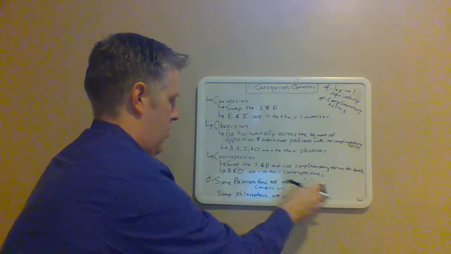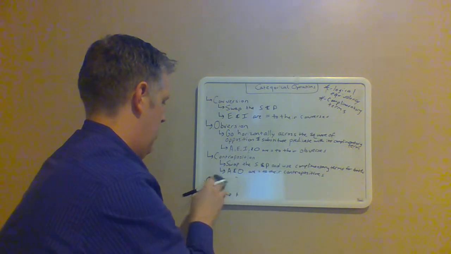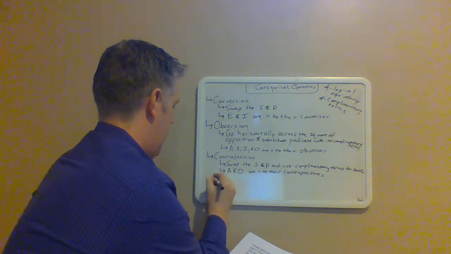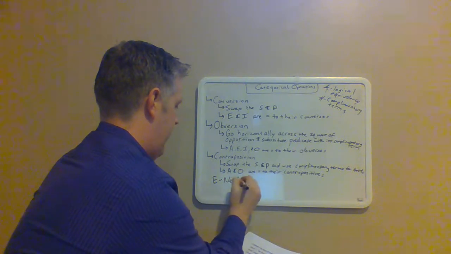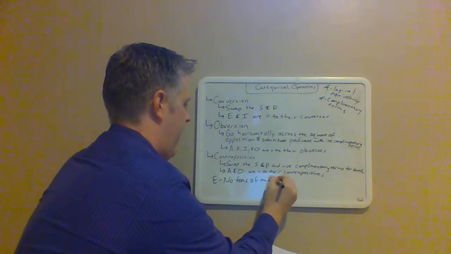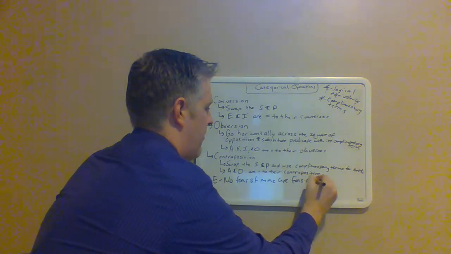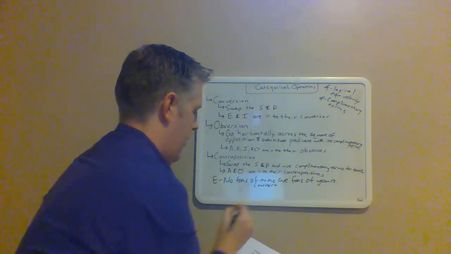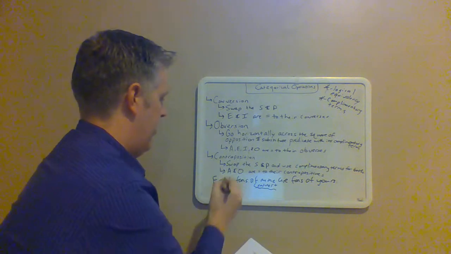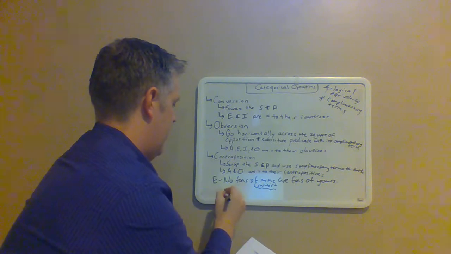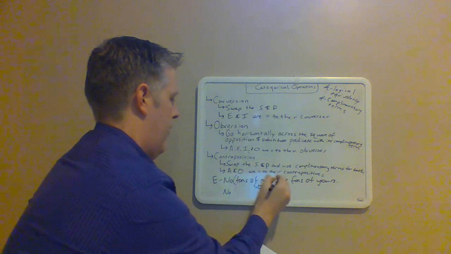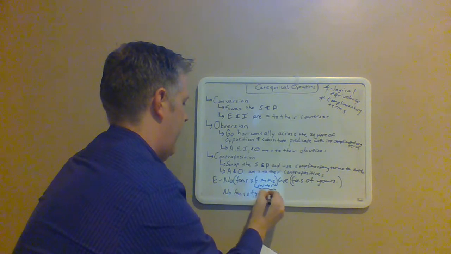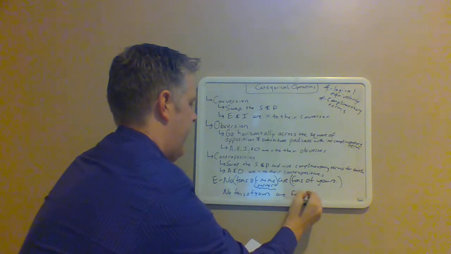Let's do another example of conversion. So let's start with an E claim. No fans of mine are fans of yours. Let's convert that. Okay, convert that. Well, what would that look like? Well, you just, again, switch the spots of the subject and the predicate. So no fans of yours are fans of mine.